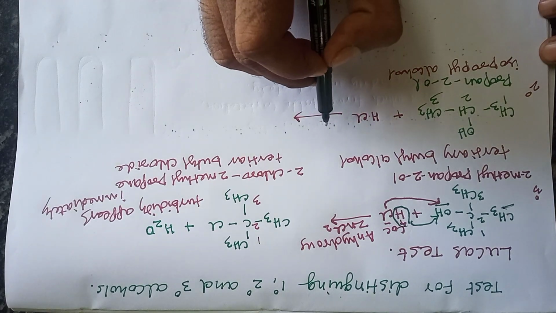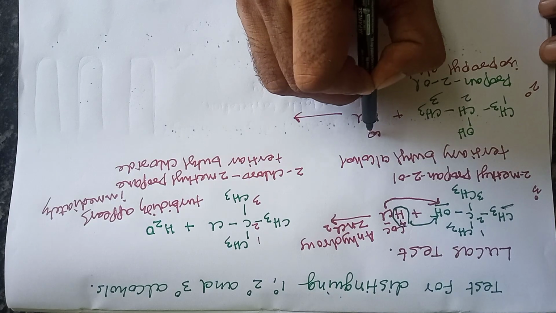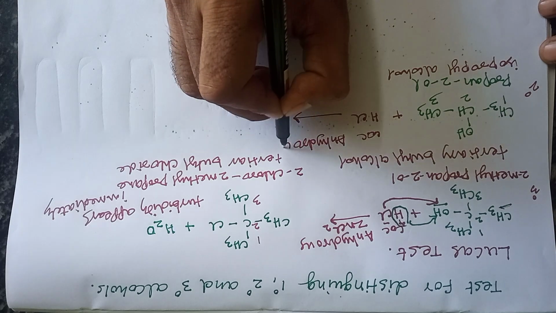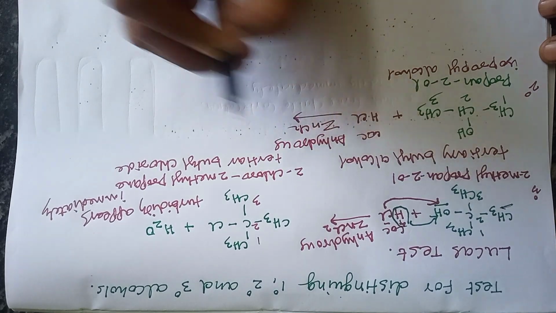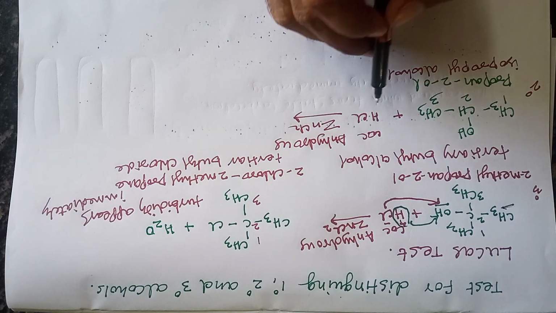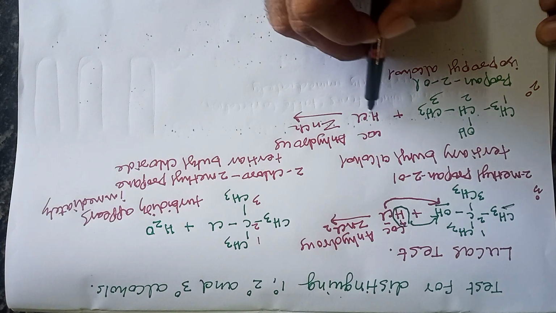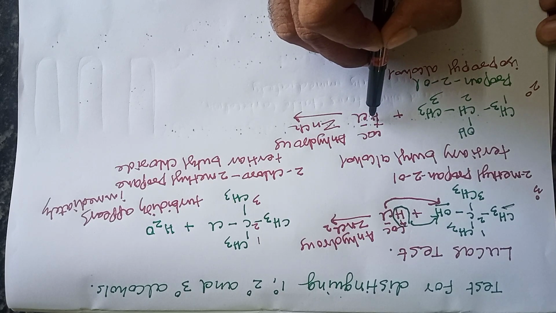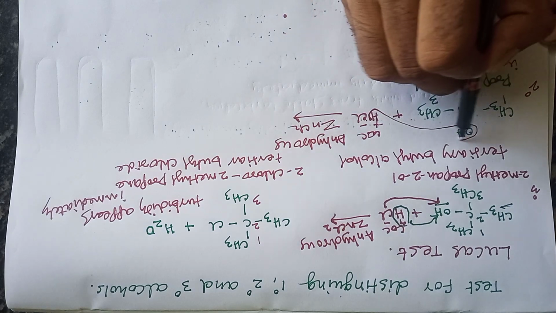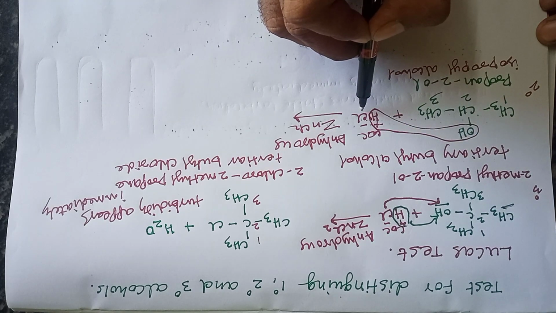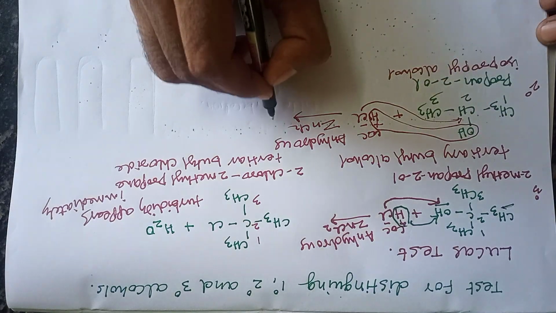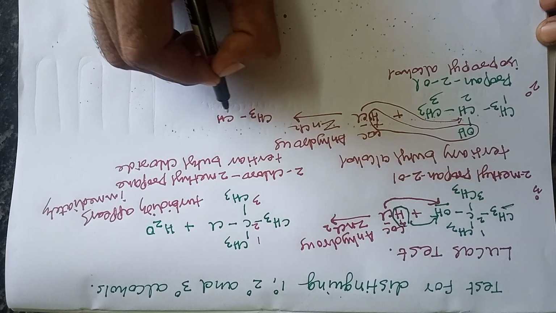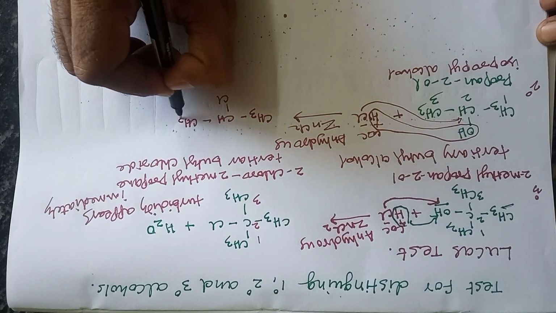This secondary alcohol reacts with the Lucas reagent. What is Lucas reagent? It's a mixture of concentrated hydrochloric acid and anhydrous zinc chloride. Here also a nucleophilic substitution reaction takes place. The H plus and Cl minus: the H and OH minus go away as a water molecule. The chloride ion replaces the OH minus ion. It gives CH3, CH, Cl, CH3 plus H2O.